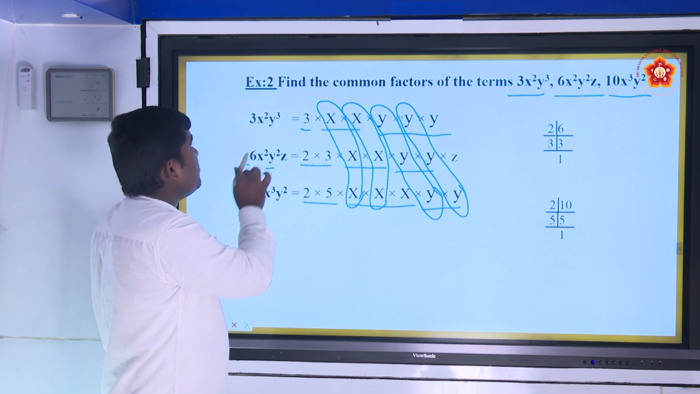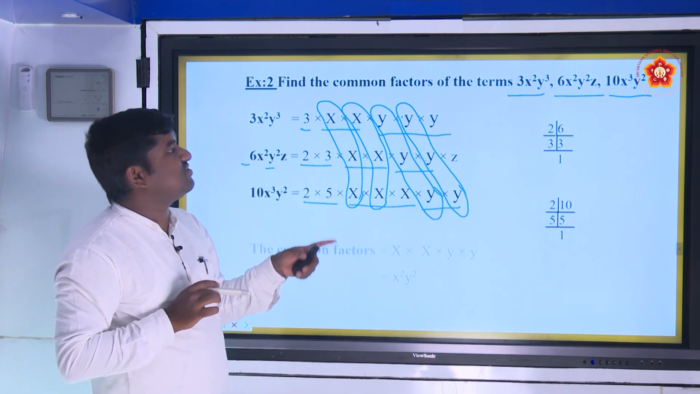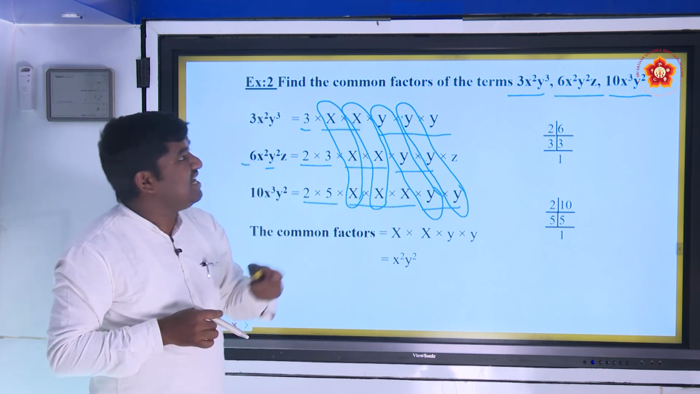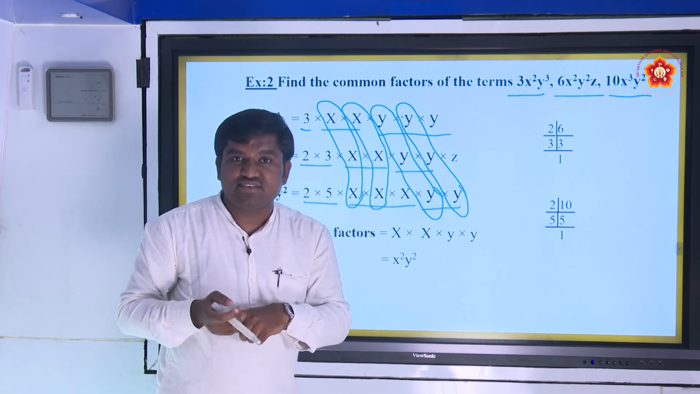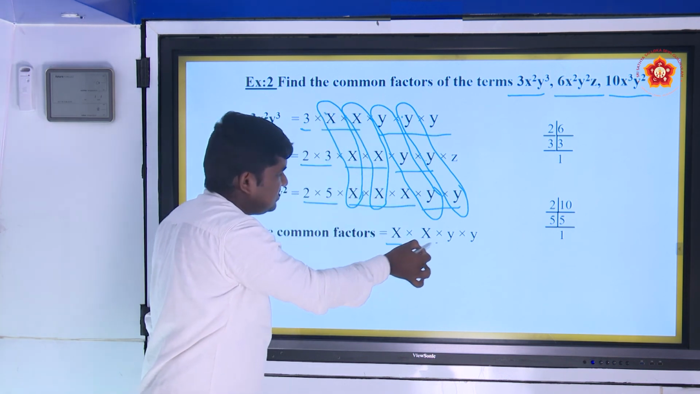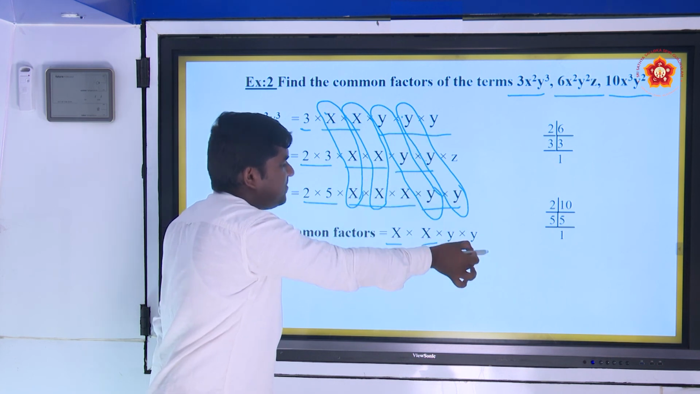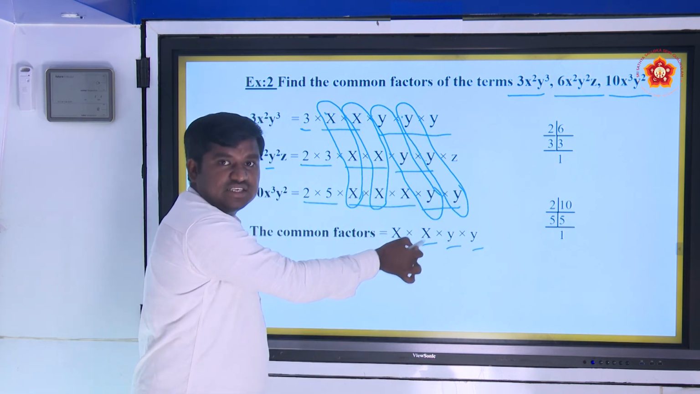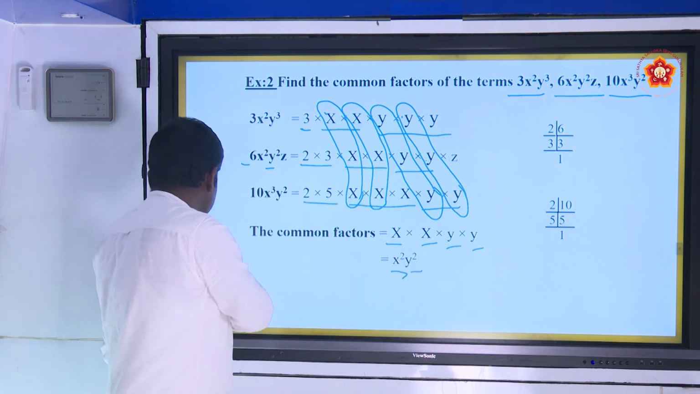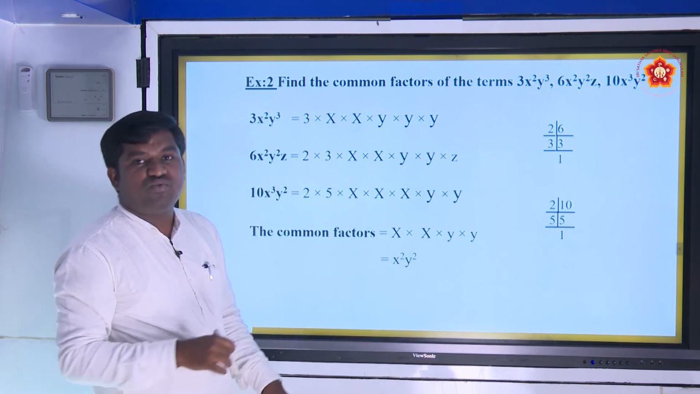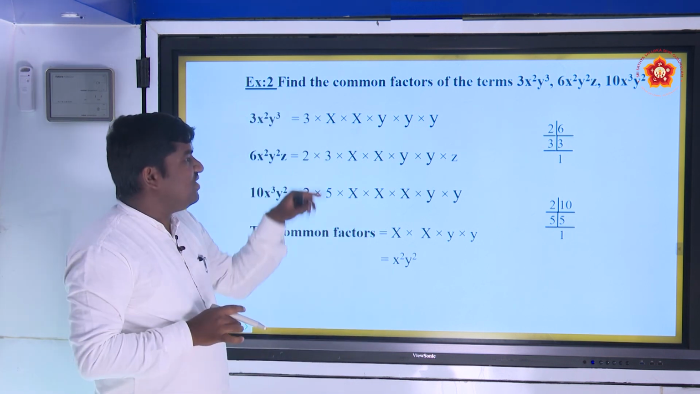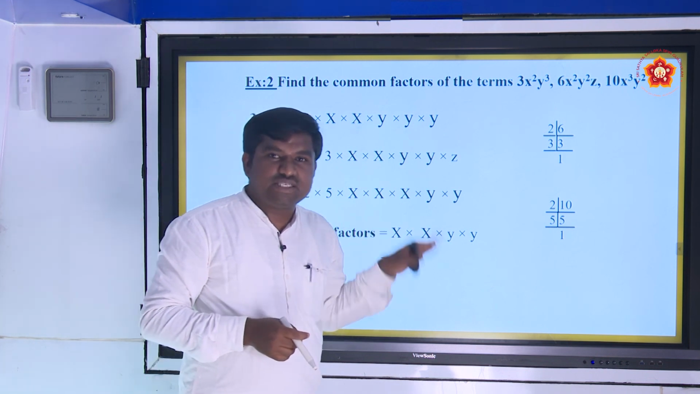So the common factors of 3x square y cube, 6x square y square z and 10x cube y square are, see, x, x, this x, this x, this y and this y. So x into x, x square, y into y, y square. So this is the way to find out the common factors. With this, we conclude this part.